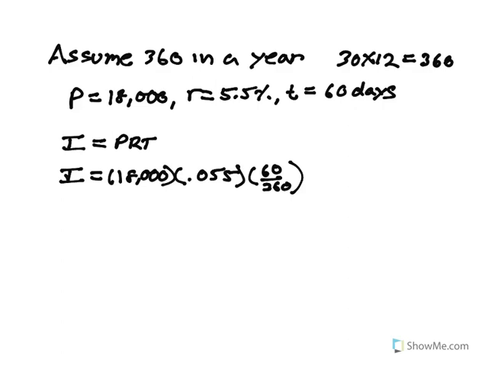All right, so 18,000 times 0.055 times 60 over 360. You're going to get a value of $166.83. Okay?